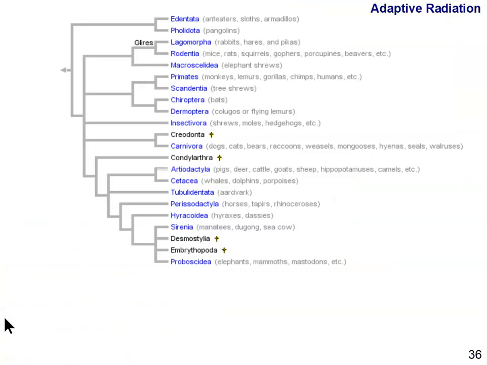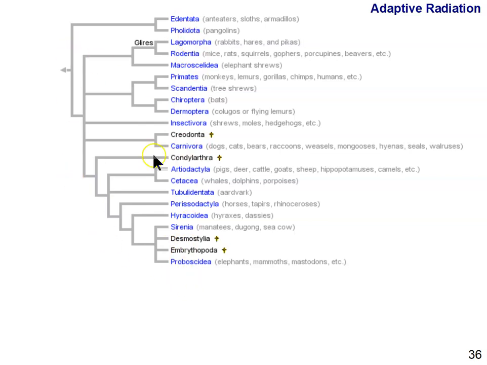So the effect of an extinction event is that niches are vacated. In other words, the species that were in niches are now gone. And that means that niches are available for other species to adapt into and take over, basically. So here we're looking at mammals. These are all the different families of mammals.